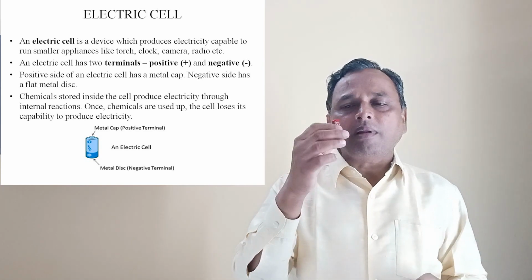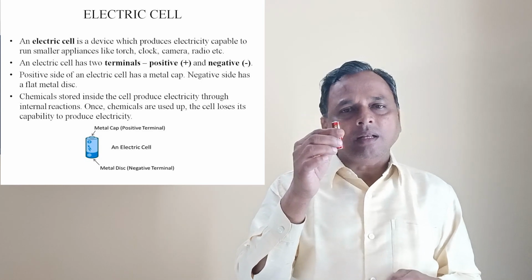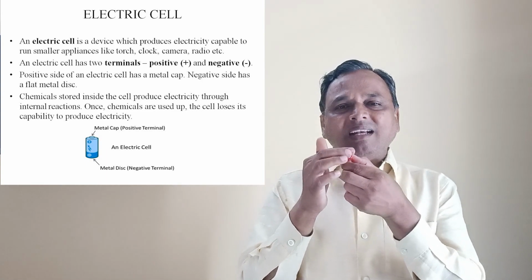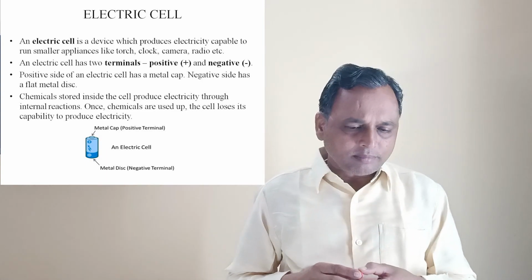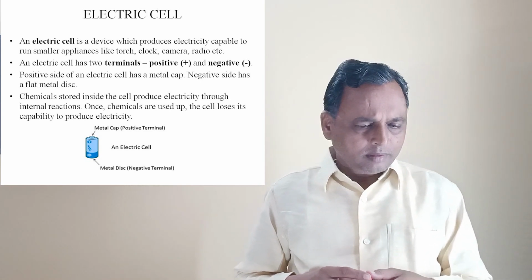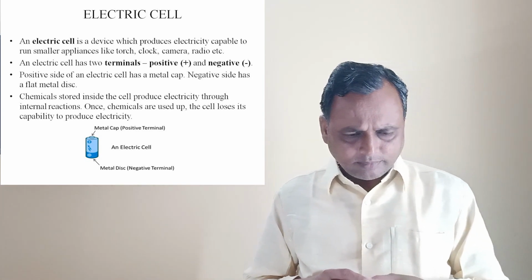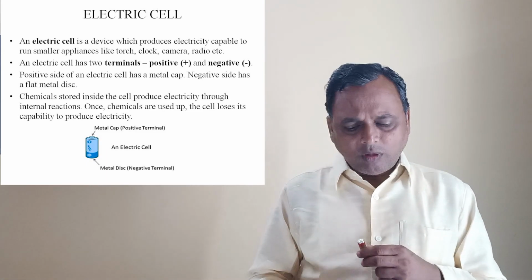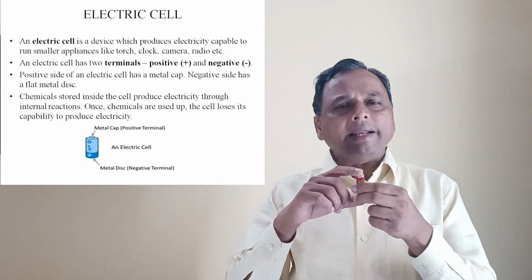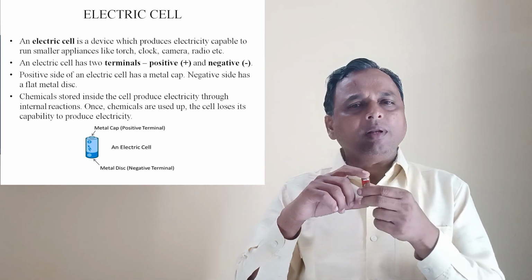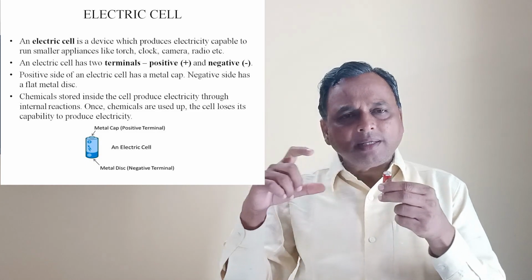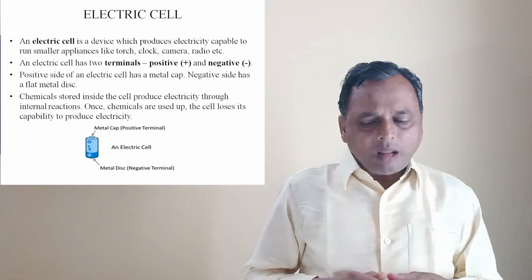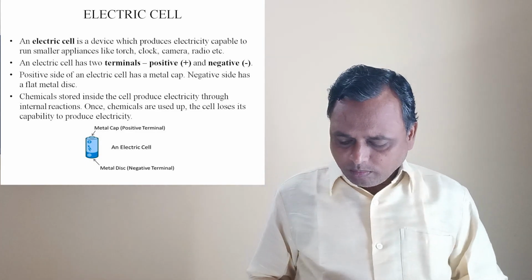But if you see this type of cell, it is also called a dry cell. The metal cap part is positive, and the flat metal at the back is the negative part. Then, how is it connected through wire? What we have to do is connect it to a bulb. Only when the circuit is complete does the power pass and make the bulb glow.